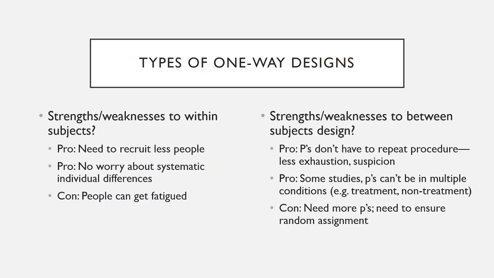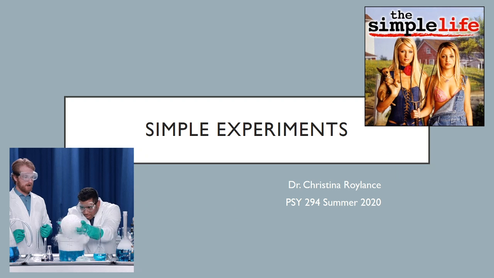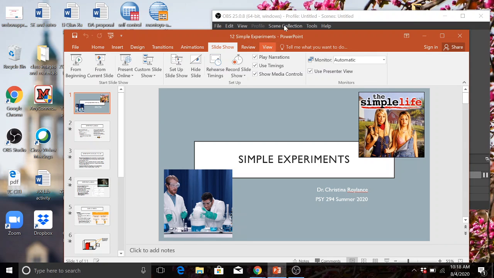So there are obviously ups and downs to both of these designs. It just depends. I know for the most part, a lot of social psych research is going to use between subjects. I know a lot of cognitive research and a lot of neuroscience research, where there's no worry about suspicion, within subjects design is going to work just fine. So it depends on your goals. That's going to be it for the lecture on simple experiments. I'm going to pick back up with a more in-depth talk of experimental validity.